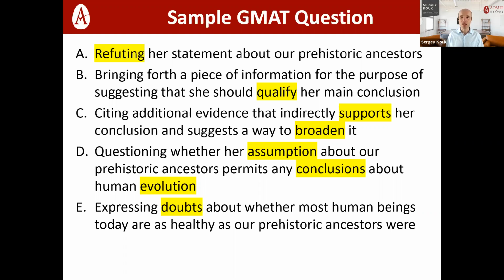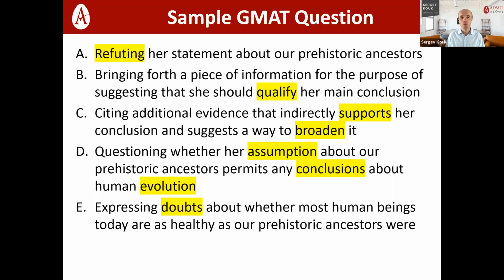Okay, so now we're down to two answer choices, B and C. B says he should qualify her conclusion, and C says he should broaden it. By the way, these two words are the opposites of each other. Qualify means I want to narrow something down. Broaden means I want to broaden it up. So if I talk about, let's say, a group of people, say I say that everybody who lives in Toronto loves dogs. Right? For example, I could say this.